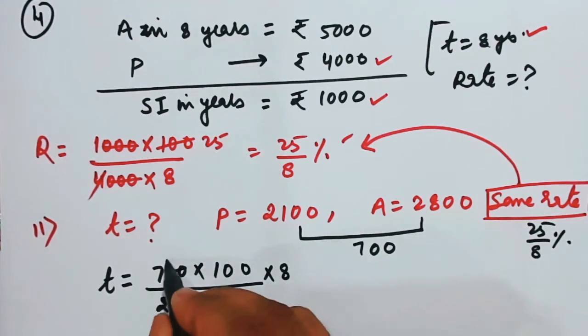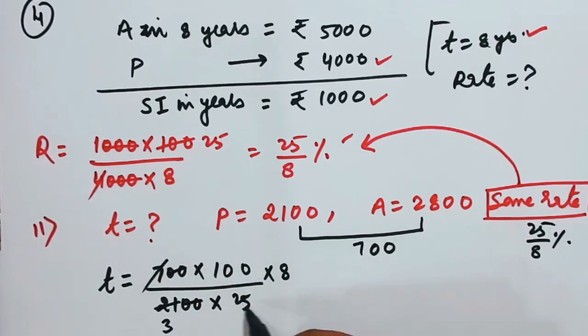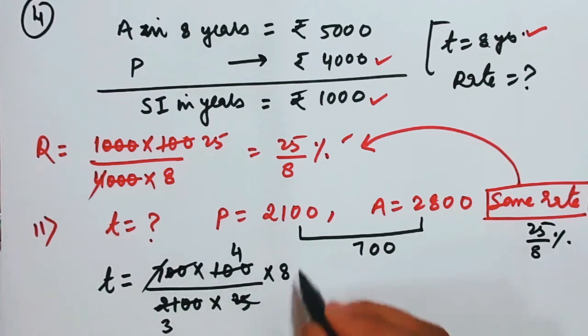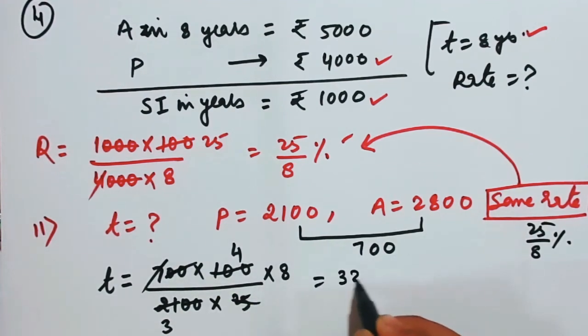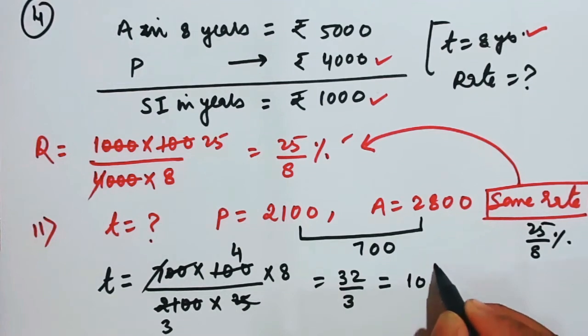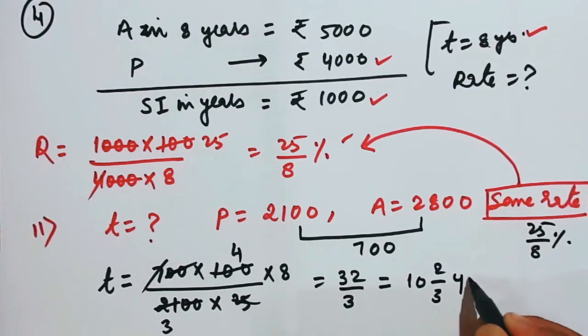See here, 7 3 times 21, while 25 4 times. So 8 fours are 32. 32 by 3. So 32 by 3 is equal to 10 2 by 3 years. So this is how you solve it.